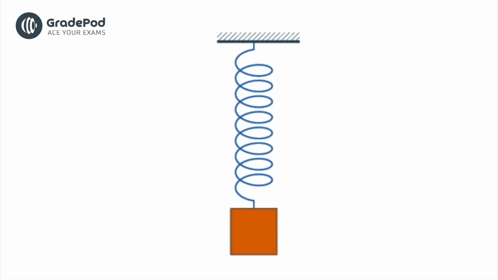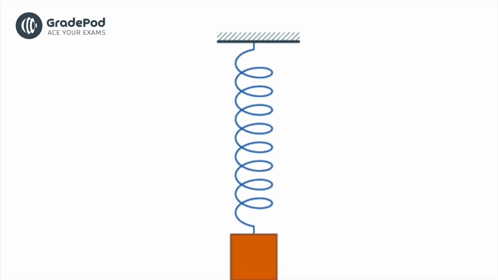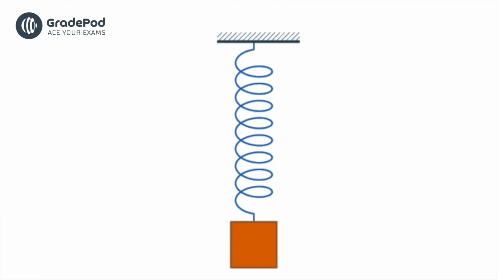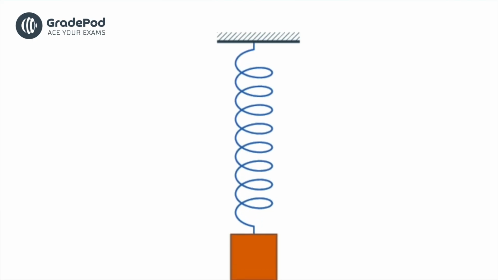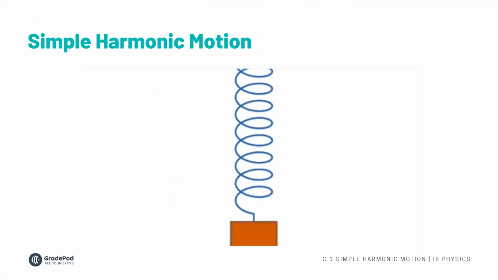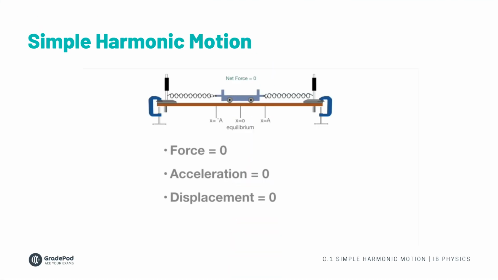Our third example of a system exhibiting simple harmonic motion is this mass that's oscillating up, down, up, down on a spring. It's oscillating around an equilibrium point, and the restoring force is the force due to the spring when it pulls it up, and gravity when it pulls it down. We have looked at some examples of simple harmonic motion.